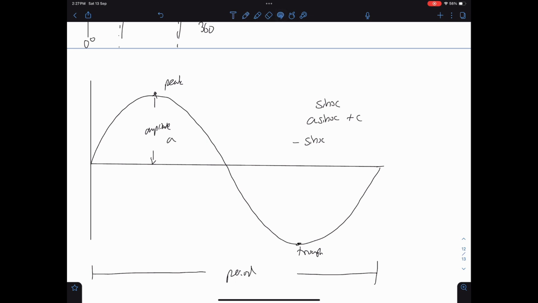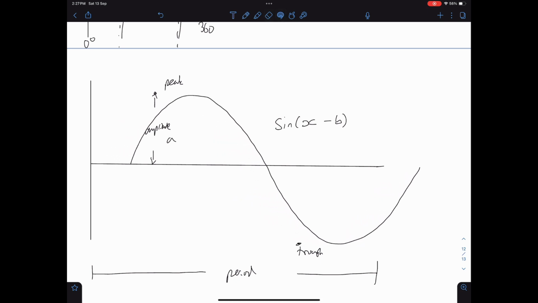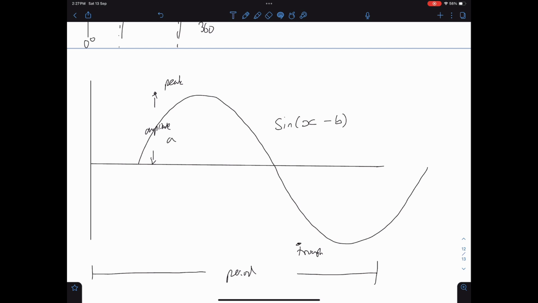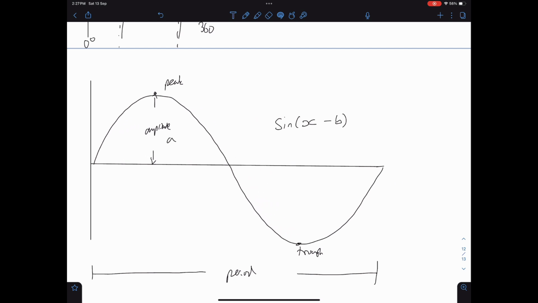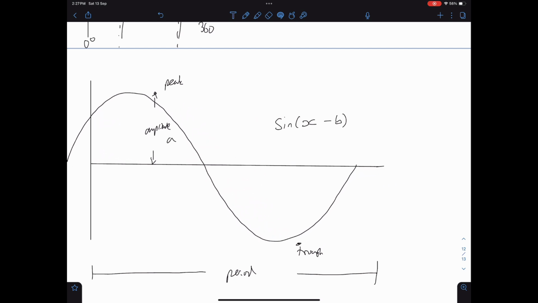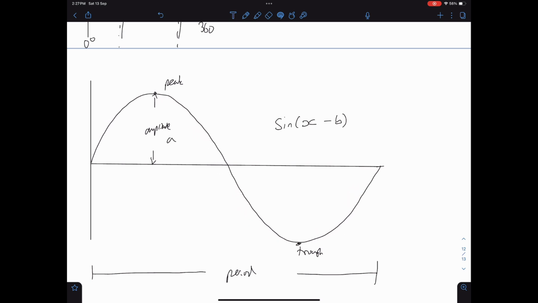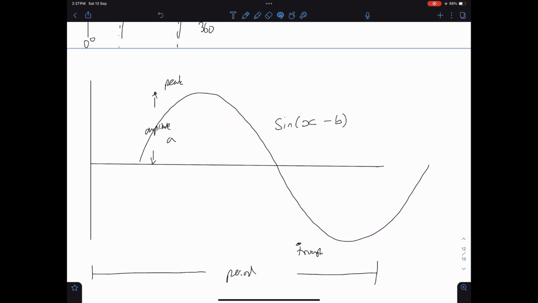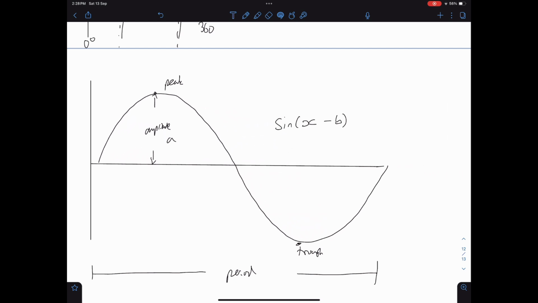Now, what could we do about the horizontal stuff? The easiest one could be x minus some b, and we would move it to the right whatever b is. So if we were moving to the right a negative amount, we'd be going to the left, and you would be subtracting a negative b, which means you'd be adding something. But if you just subtracted a positive b, you'd move it to the right.